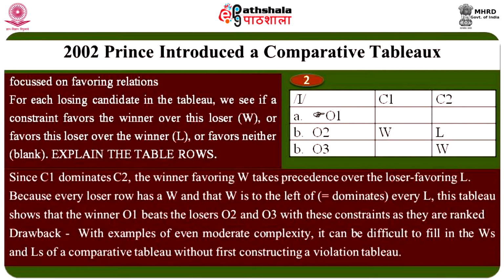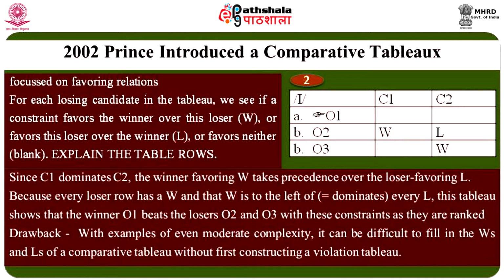Prince in 2002 introduced a comparative table which focused on favoring relations. For each losing candidate in the table, we see if a constraint favors the winner over this loser, or favors this loser over the winner, or favors neither. You can see the example in table 2. Since C1 dominates C2, the winner favoring W takes precedence over the loser favoring L.